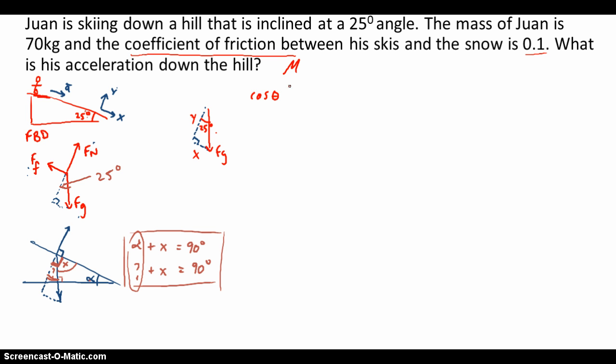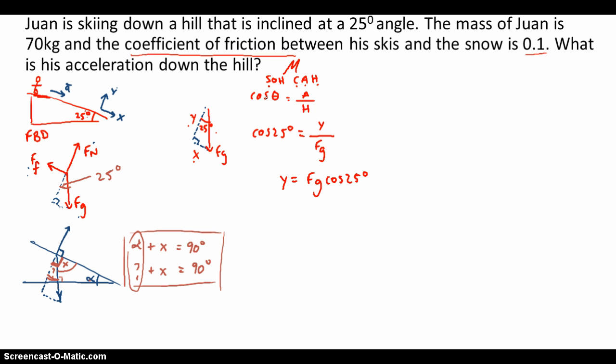So cos theta, alright, cos theta is adjacent over hypotenuse. So let's sub in our values. Cos 25 degrees, my adjacent side is y. My hypotenuse is the force of gravity. Let's just isolate for y. Now we can do the same thing in the x direction.